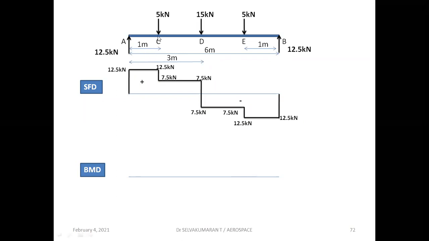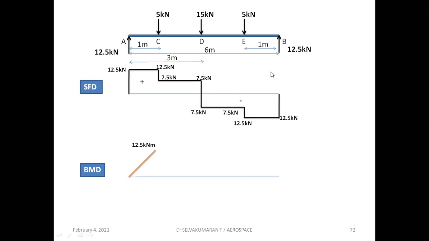At C, I want to calculate the moment. So 12.5 into 1, that would be the bending moment at C. That is 12.5 kilonewton meter. And the nature of the bending moment diagram is a triangular lines for point loads, that is concentrated loads.